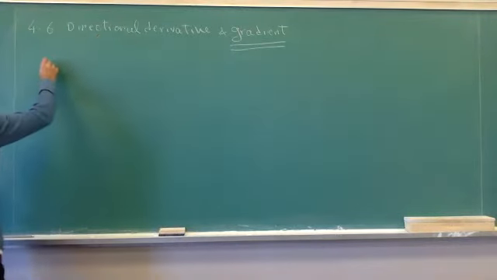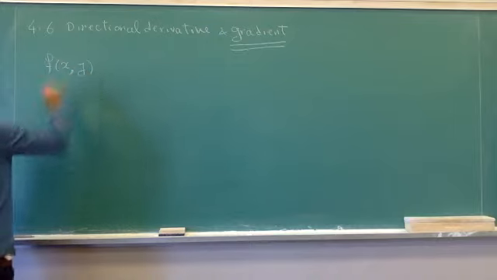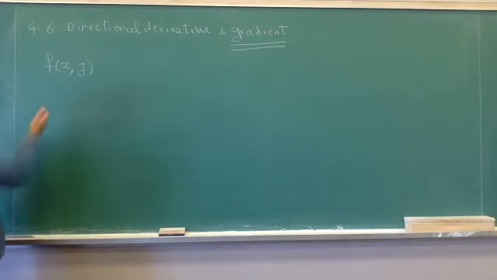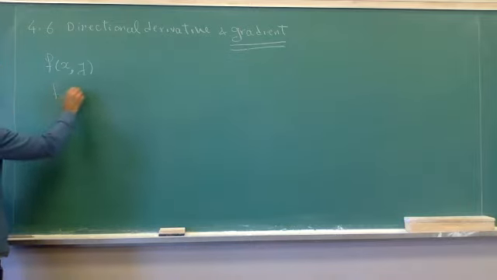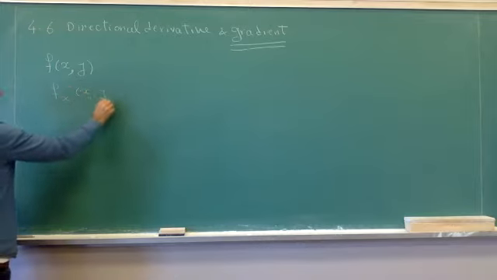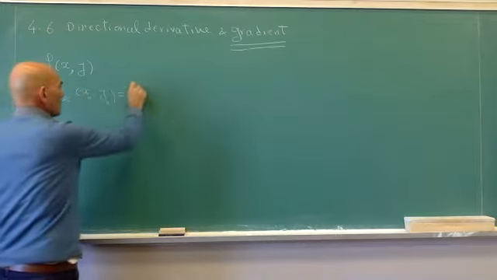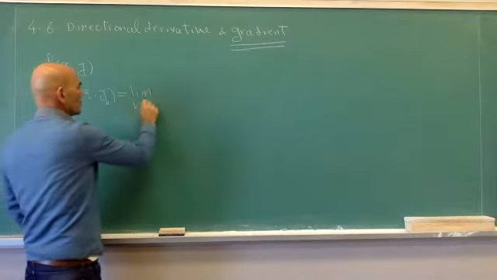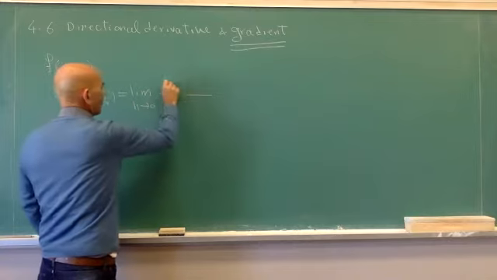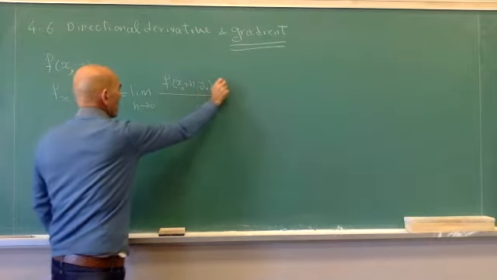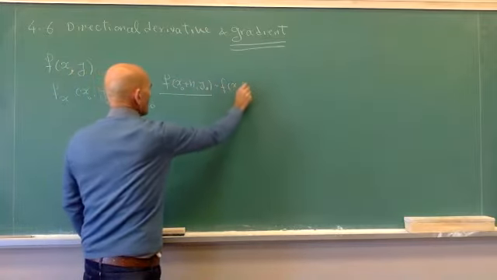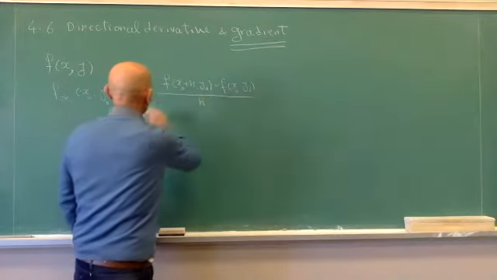So imagine you have a function of two variables, f of x and y, and so we define partial derivatives for this function, right? So we define fx at a point x0, y0. This was the limit as h goes to 0 of f of x0 plus h, y0 minus f of x0, y0, divided by h, as h goes to 0, right?